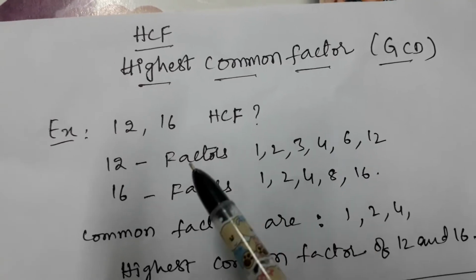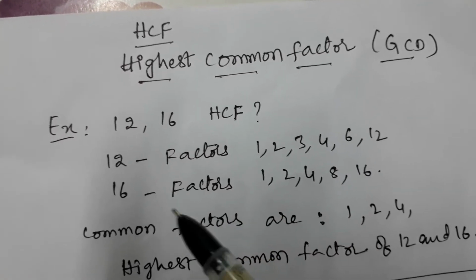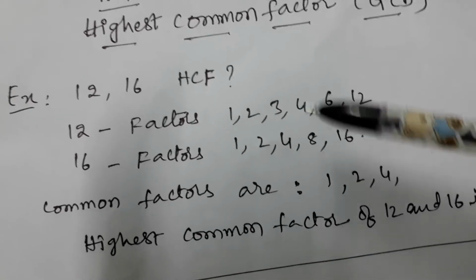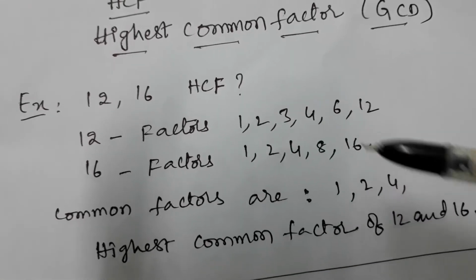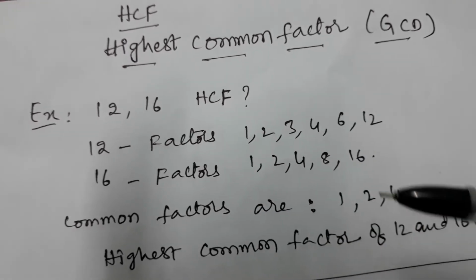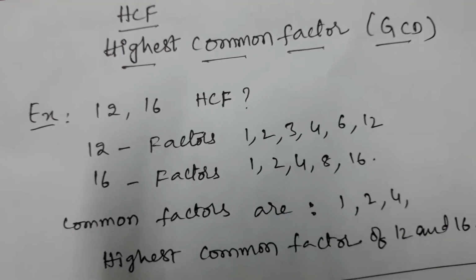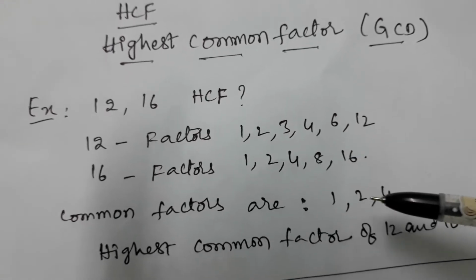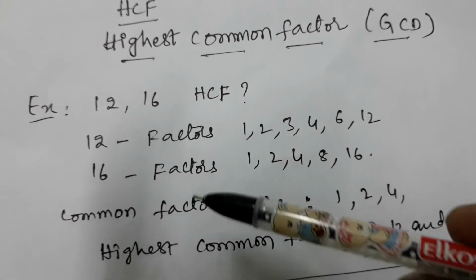Now what are the common factors for 12 and 16? Find the common factors. 1 is a common factor for 12 and 16. 2 is a common factor of 12 and 16. And 4 is also a common factor for 12 and 16. Is there any other? No. So these are the common factors for 12 and 16.